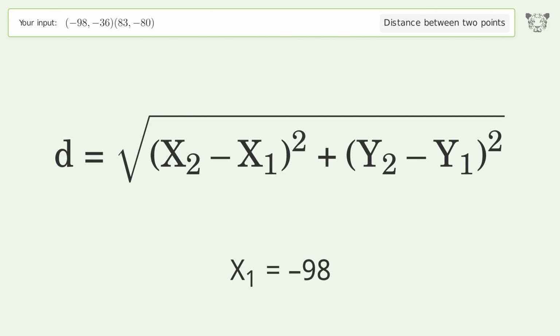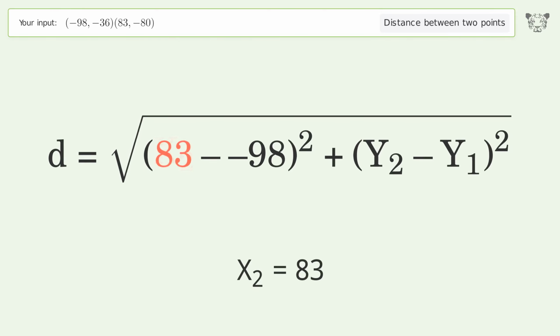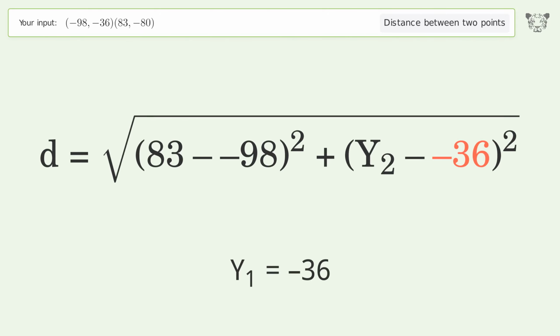x1 equals -98. x2 equals 83. y1 equals -36. y2 equals -80.